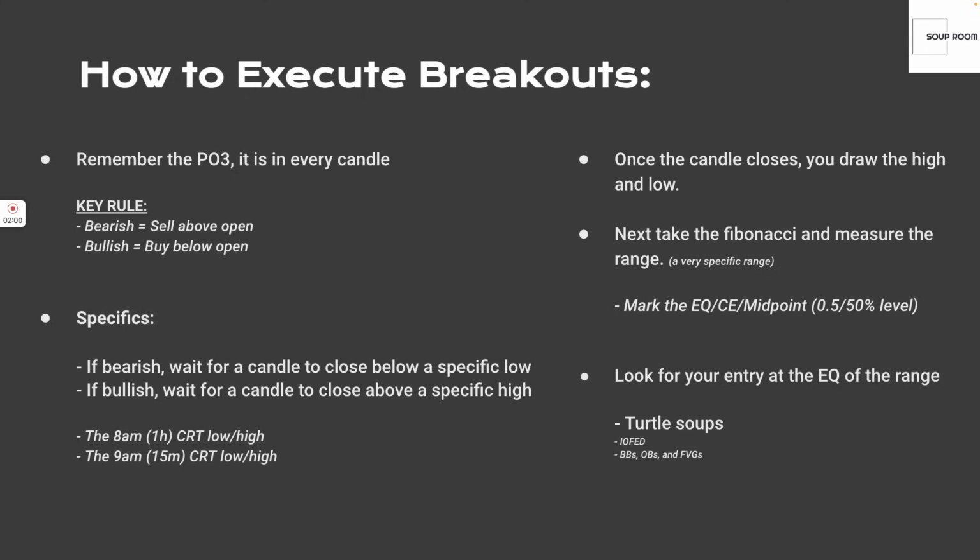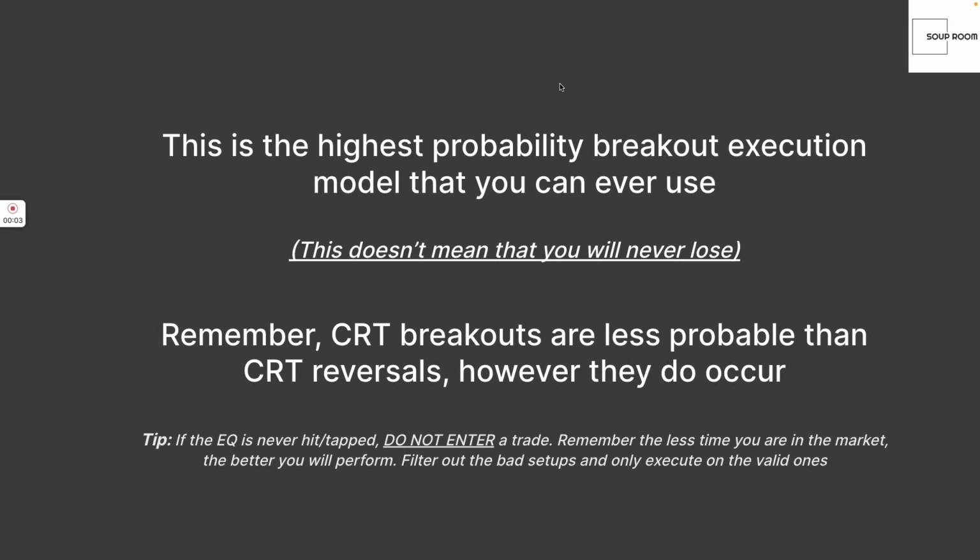If you do not trade turtle soups, you'll find an institutional order flow entry drill, a breaker, an order block, FVGs. You'll find everything. This is the highest probability breakout execution model that you will ever see and that you can ever use. Waiting for price to reach the midpoint of the previous candle's range, the range that broke the high or low, is the best execution model there is to trade breakouts.